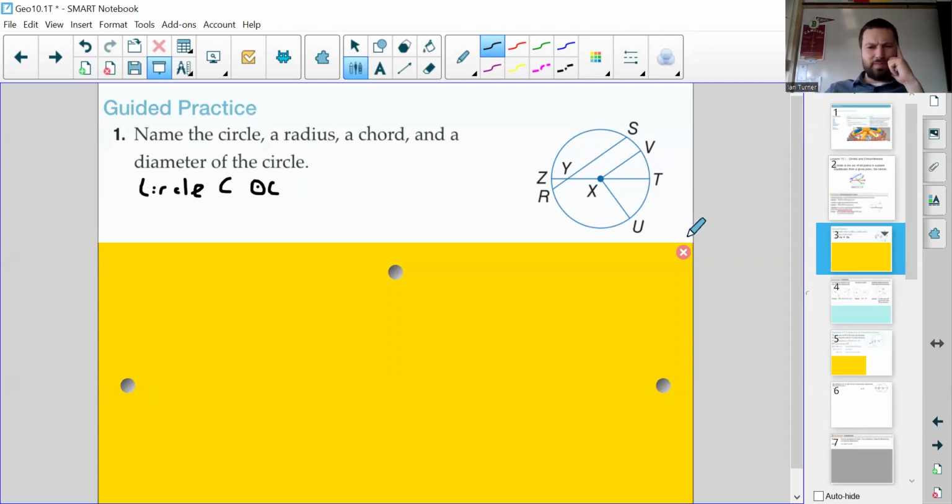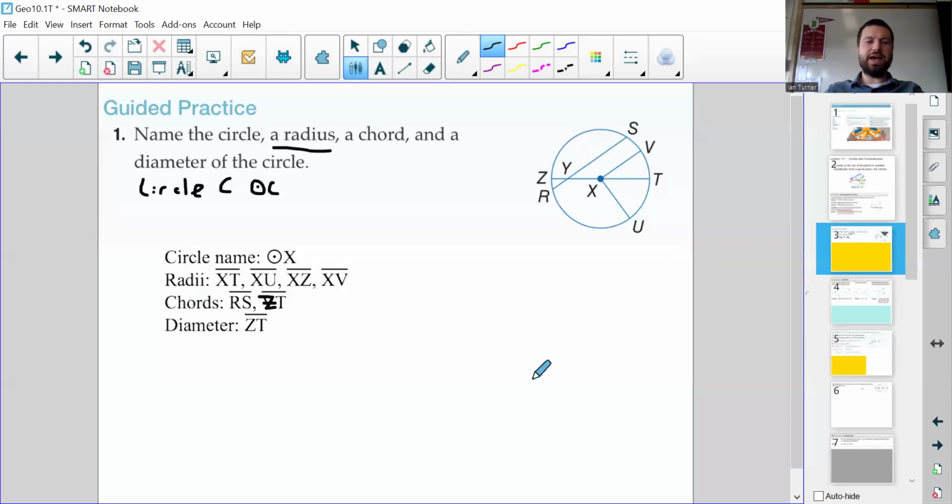Liam, what do you got? Sorry, we're now on a radius. XT is a radius. What's that, Albie? XV? Yeah, XV is a radius. XU is a radius. And ZX. So we got 4 radii there. Chords, there's 2. There's RS. Can anyone get the other one? Janie, what do you got? ZT. Yeah, ZT is a diameter and a chord.